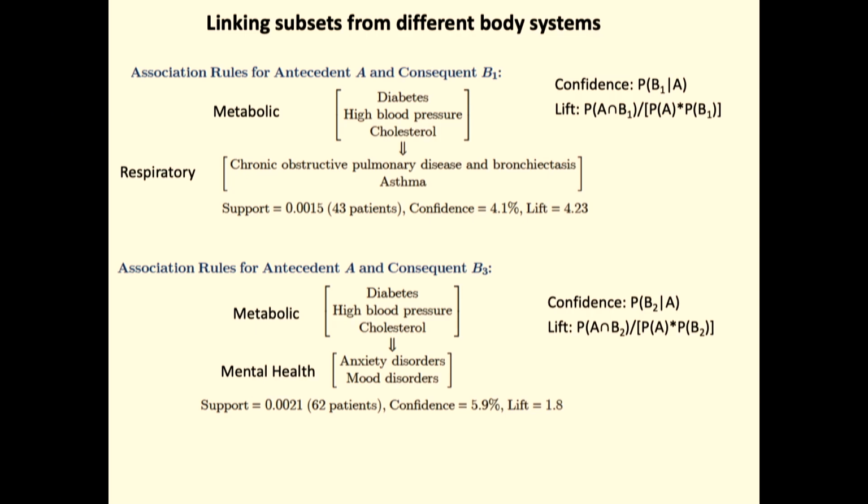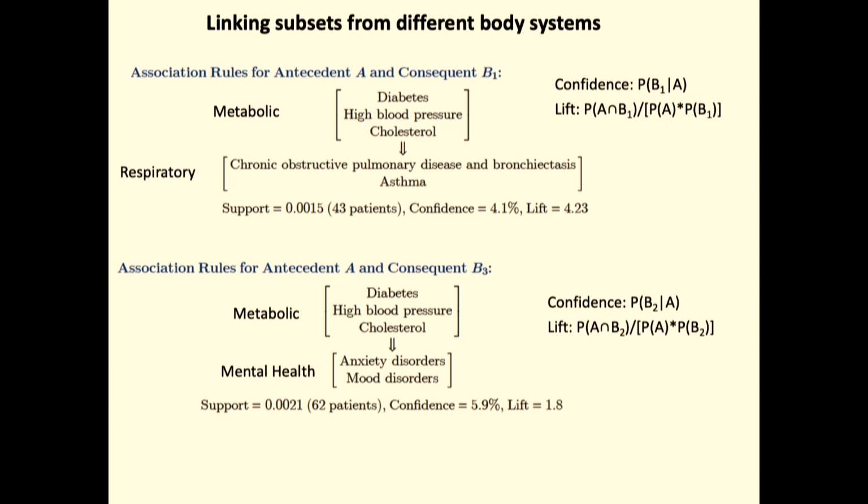If A and B1 were independent of each other, then the probability of A intersection B1 would be roughly equal to the probability of A times the probability of B1, and this ratio would be close to 1. So if you get ratios much higher than 1, that is a suggestion possibly that these disease groups that belong to different body systems might be linked. It's not conclusive proof. It's not a causal thing. It's just giving you an indication.